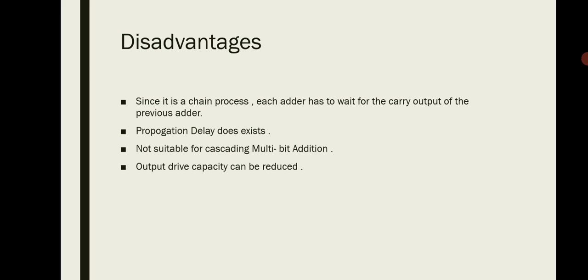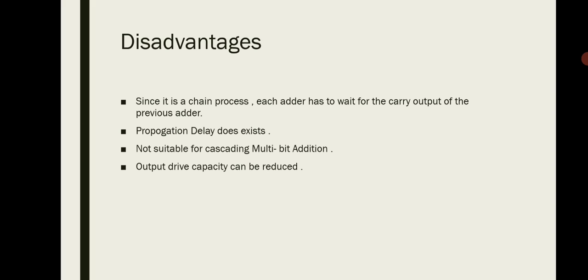Now coming to the disadvantages. As I already told, the full adders are connected cascadingly, in a chain form. Each adder has to wait for the carry output bit of the previous adder, right? So there will be a propagation delay. What does this propagation delay mean? For example, if I am designing a 4-bit parallel adder, and one bit takes 10 nanoseconds of propagation delay, for a 4-bit parallel adder it takes how much? 40 nanoseconds. So the 40 nanosecond propagation delay will exist in a 4-bit design.